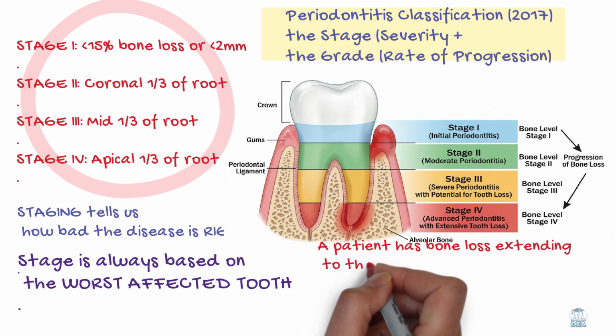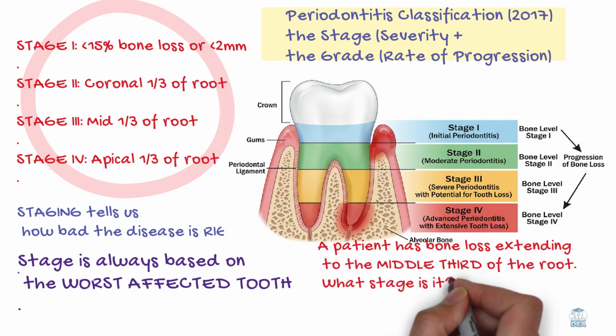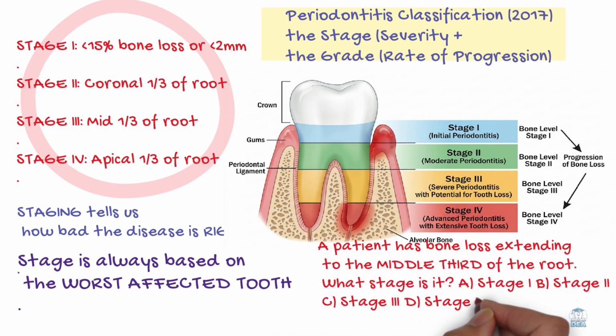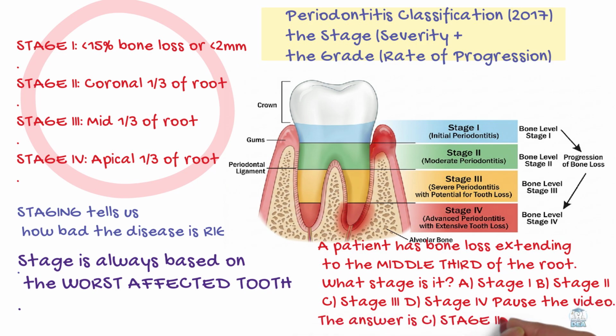Quick question. A patient has bone loss extending to the middle third of the root. What stage is it? The answer is C, stage 3. Just like our submarine, if it's halfway down into the mid-third, it's stage 3.